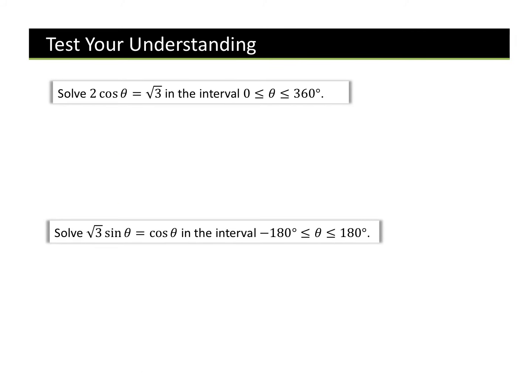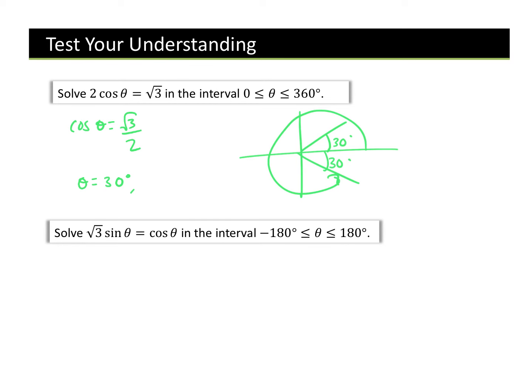Right, test your understanding. Give it a go. Let's say 5 to 10 minutes. Okay, so solve 2 cos theta equals root 3. So that means that cos theta equals root 3 over 2. So inverse cos of root 3 over 2 is going to give me theta equals 30 degrees. So when I draw my CAST diagram, I know this is 30 degrees. So if I go all the way round, 330. So there we go, there's my 2 solutions. And that's how quick you can do it.